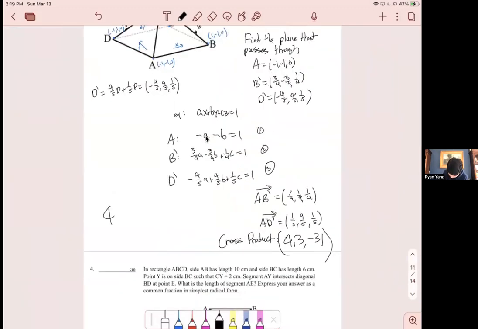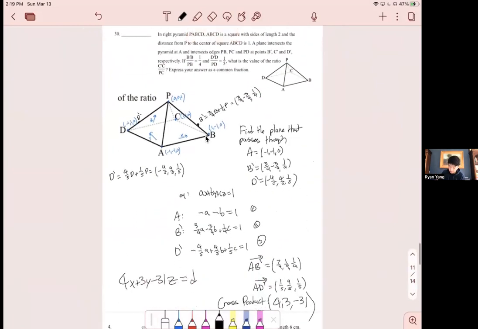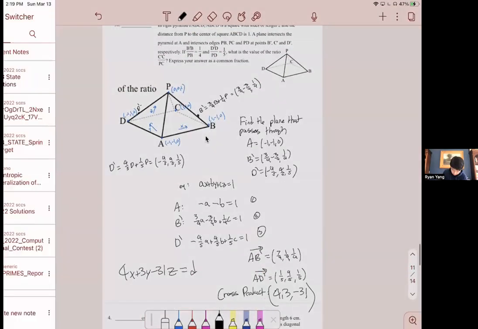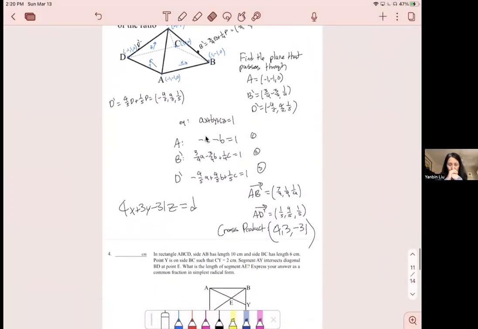And this tells you that the equation is of the form 4x plus 3y minus 31z is equal to d. And you can once again do that, and that ends up giving you 4x plus 3y minus 31z is equal to -7.